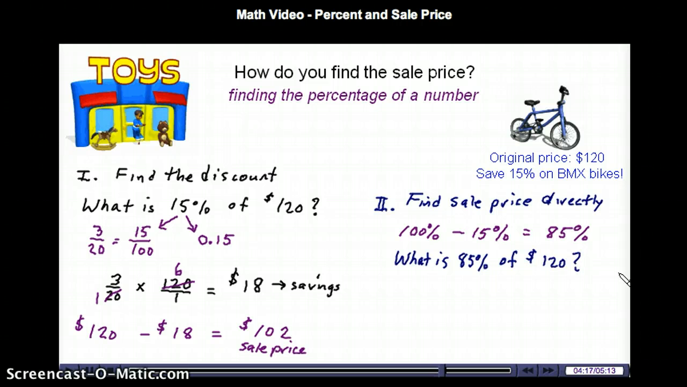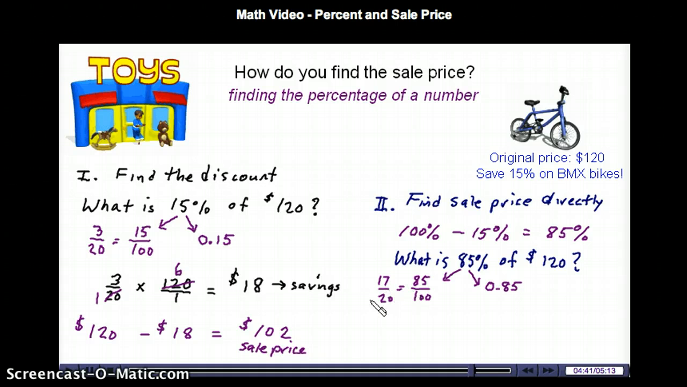$120? And just like before, I can convert the percentage to a fraction or a decimal. The fraction would be 85 over 100, and that can be reduced to 17/20. The decimal would be 85 divided by 100, which is 0.85.